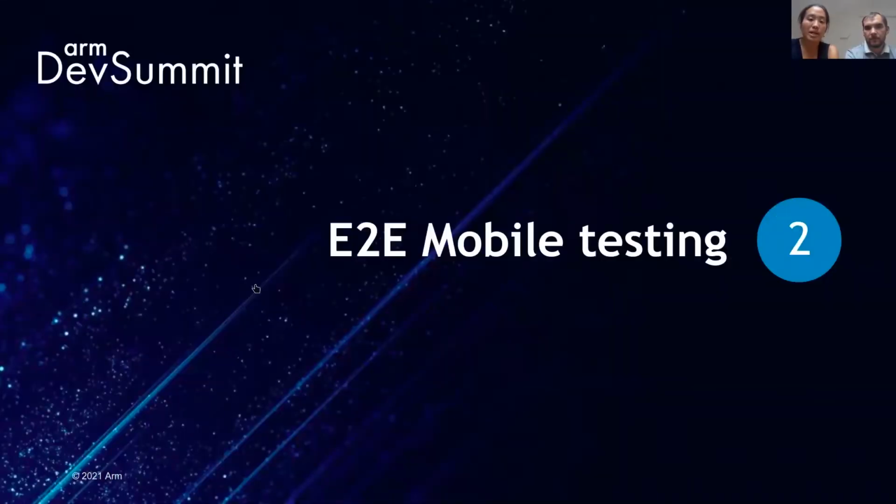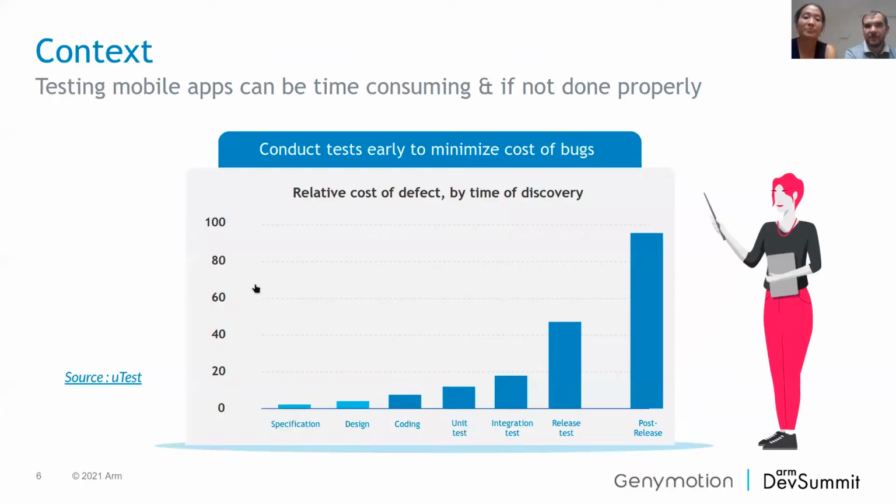Testing Android mobile applications on ARM devices is one of the many tools used for mobile testing. And we are now going to provide you with the tools and methods for setting or improving your Android mobile testing strategy. And for that, I will hand this to Thomas. Thanks, Eleanor. Before talking about strategy and tools, let's give a bit of context on why testing mobile apps can be time-consuming if not done properly.